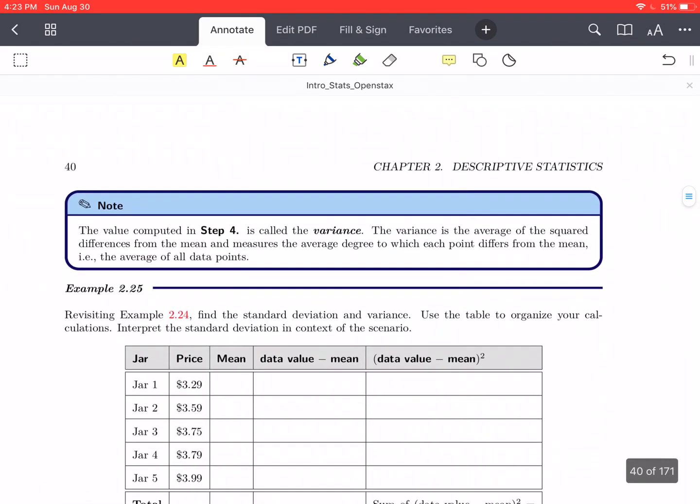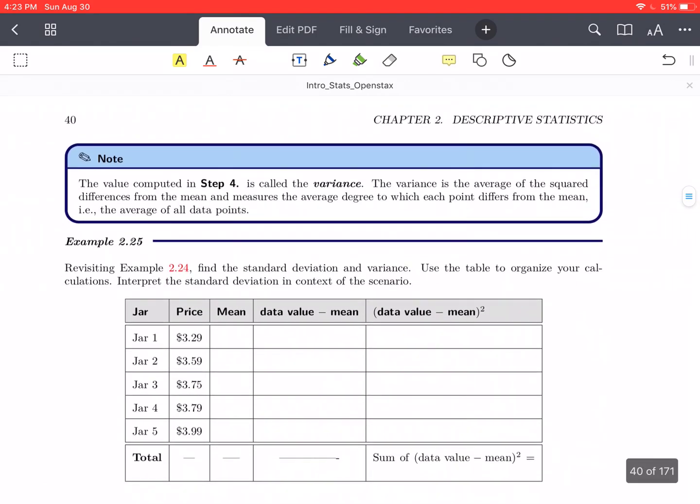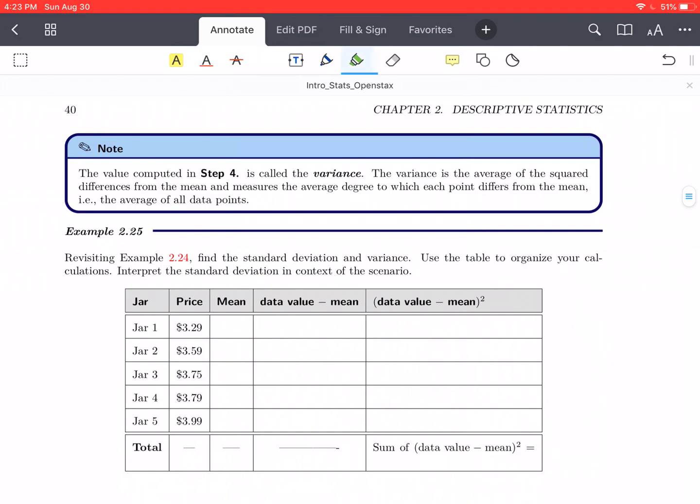So let's look at an example. The value in step 4, which we'll touch on a little bit, is called the variance. The variance is just standard deviation squared. It gives us other information similar to the standard deviation, but that's what it is.